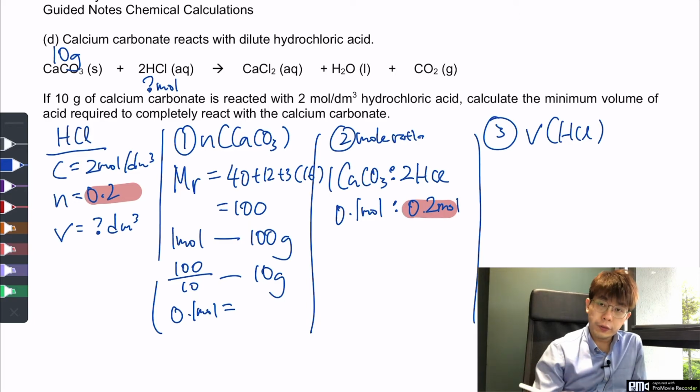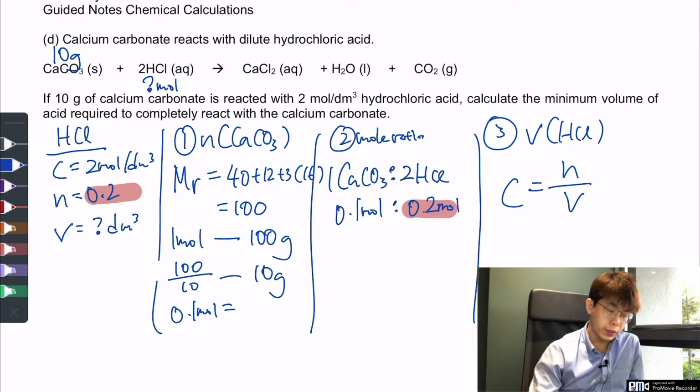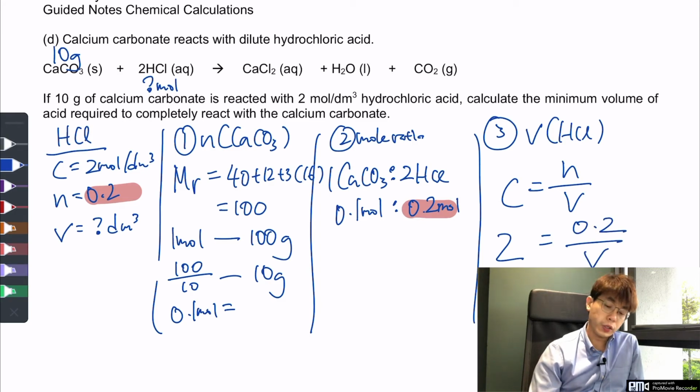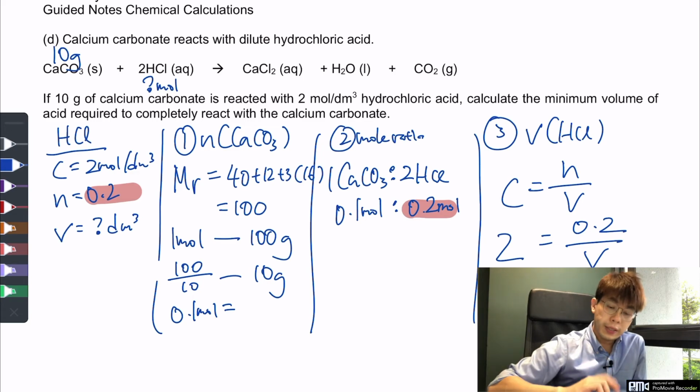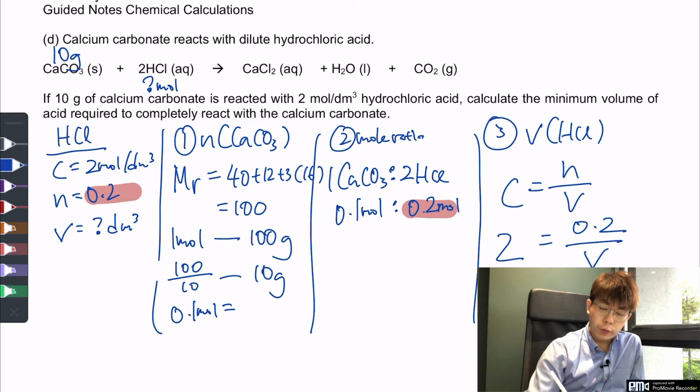So to find the volume is quite straightforward again. I write the equation C equals N over V, alphabetical order. I know that this is 2, I know that this is 0.2, and I need to find V. So what should I do? I bring the V up, I bring the 2 down, and then using my calculator, 0.2 divided by 2 equals 0.1 dm cube.